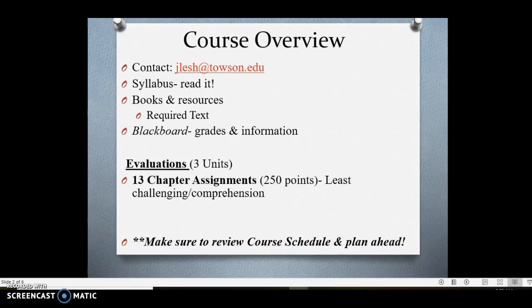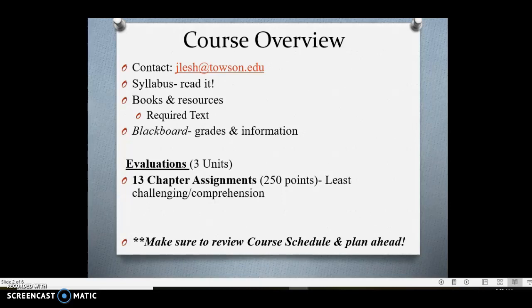Each chapter that we cover has a chapter assignment. This is a series of 20 questions. These questions are from the assigned readings and also from the lecture slides. So as you go through, make sure you're planning ahead and giving yourself time. These are untimed assignments. The goal here is to make sure that you're exposing yourself to the information.